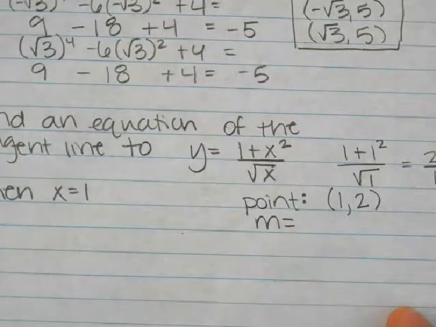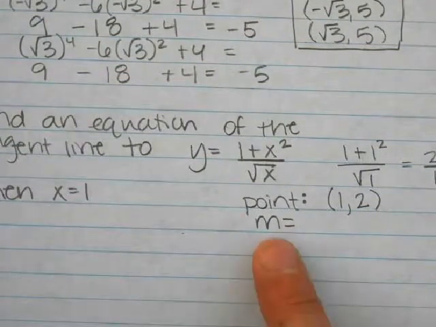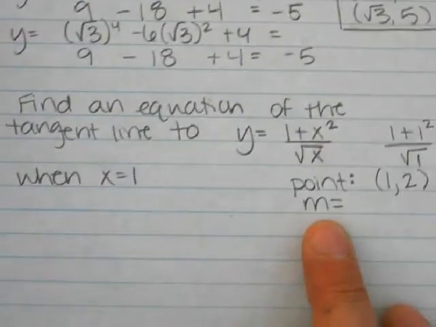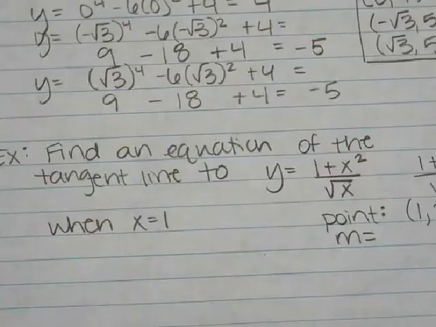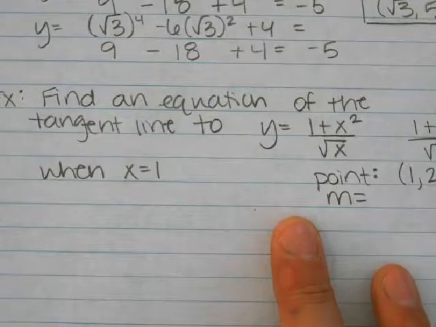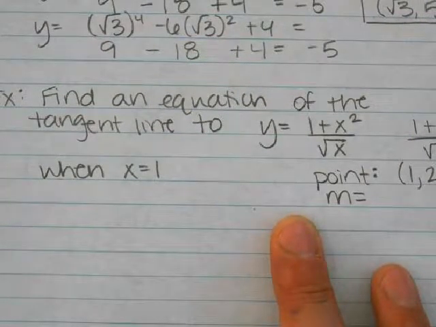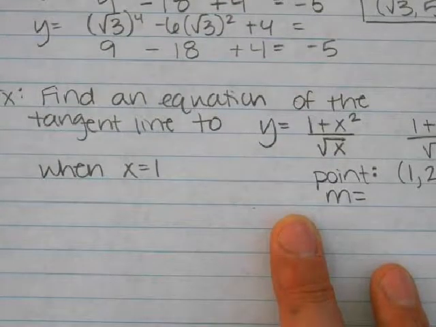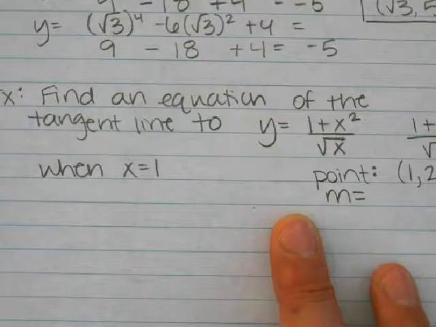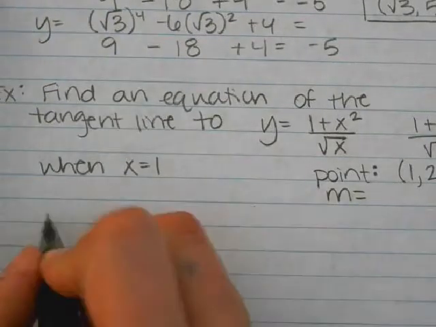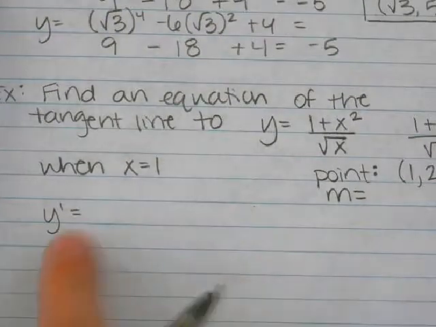So how do we find the slope of a tangent line? We want to find the derivative, right? And we can go ahead and just find the general equation for the derivative, and then we can just plug 1 in, and that will tell us specifically the slope at 1. Okay? So I want to find y prime, basically. I need to find y prime.